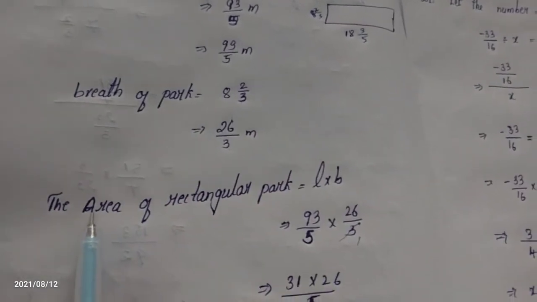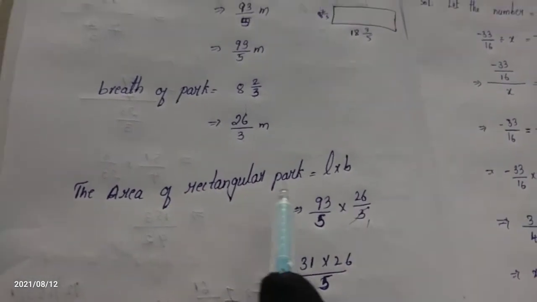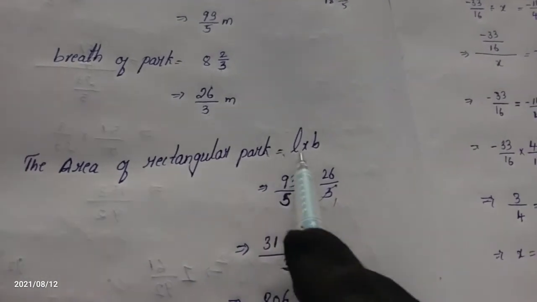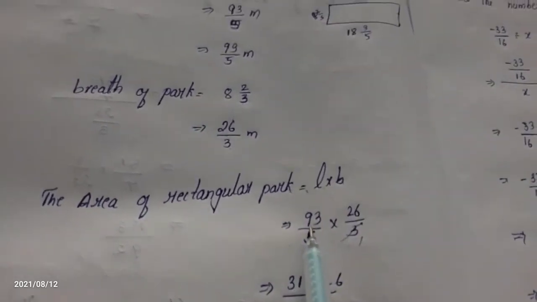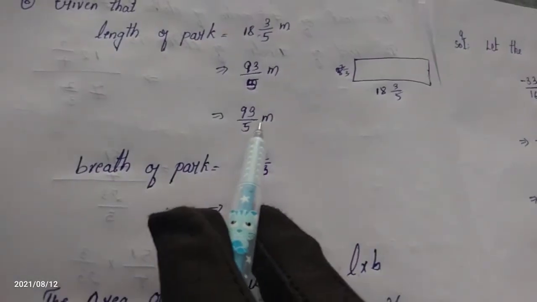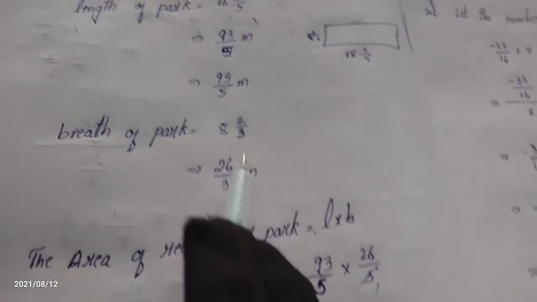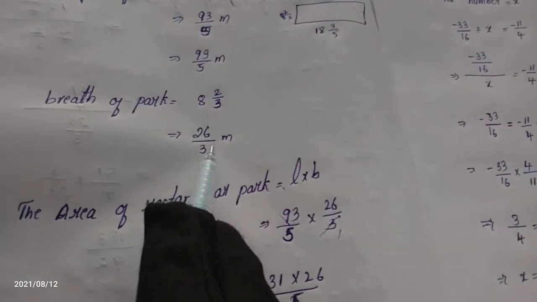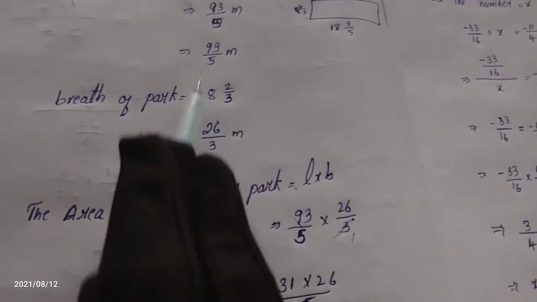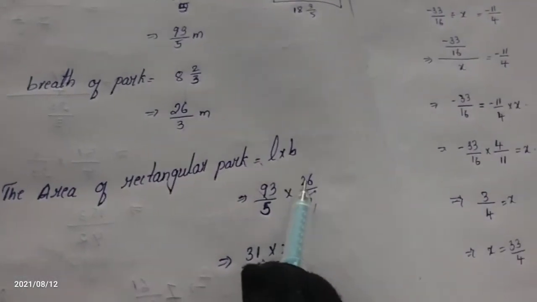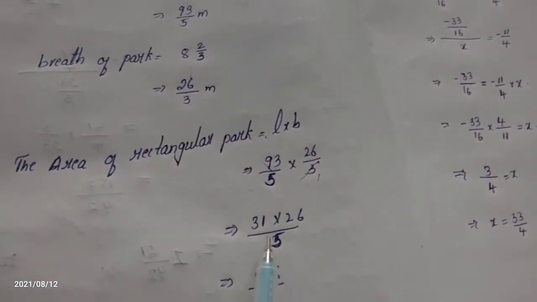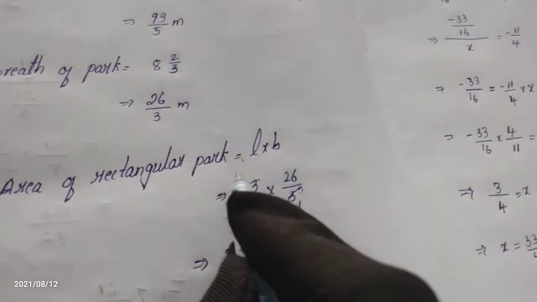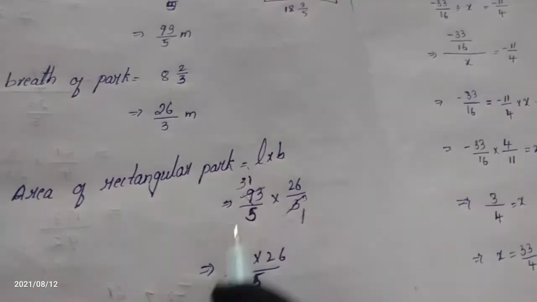Afterwards, what do we have to find? We have to find the area of the rectangular park. What is the area of a rectangle? It is length into breadth, that is L into B. What is the length? Length is 93 by 5, after converting. I am writing here, the multiplication sign as it is. What is the breadth? We are converting it, that's why we take this value, 26 by 3. Now 3 ones are 3, 3 thirties are 90, cancelling 3 gives 31. Up to that clear?